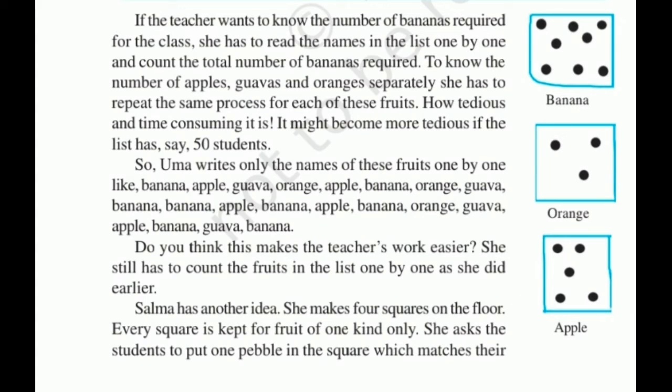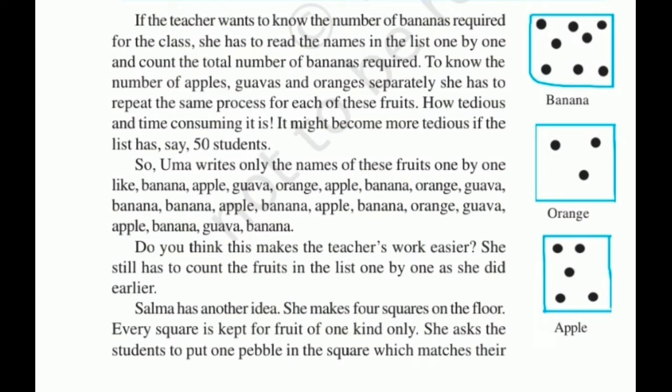If the teacher wants to know the number of bananas required for the class, she has to read the names in the list one by one and count the total number of bananas required. To know the number of apples, guavas and oranges separately, she has to repeat the same process for each of these fruits. How tedious and time consuming it is. It might become more tedious if the list has say 50 students.